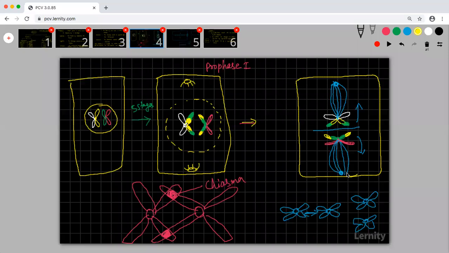This refers to one bivalent. This is a bivalent. This is another bivalent. These two are arranged this way. All these four things together, these two bivalents together, we call it a tetrad.